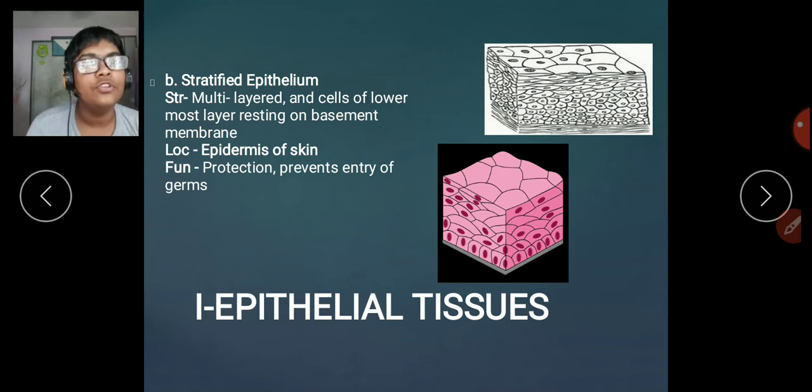So with this structure itself, you can learn about location and function very easily. You can keep them in mind. The location is the epidermis of skin. And the function you can easily understand. Stratified epithelium is multi-layered, so it provides protection, and it also prevents entry of germs because it is multi-layered.